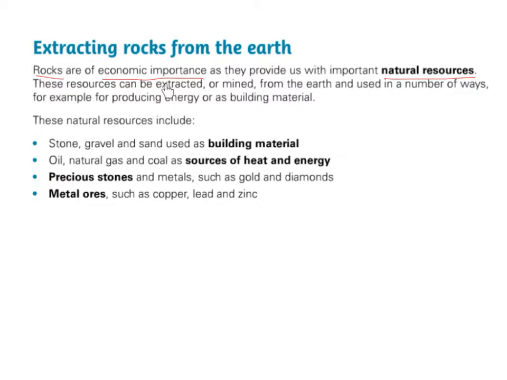These resources can be extracted or mined from the earth and used in a number of ways, for example, for producing energy or as building material. These natural resources include stone, gravel, and sand used as building material, oil, natural gas, and coal as a source of heat and energy, precious stones and metals such as gold and diamonds, metal ores such as copper, lead, and zinc.